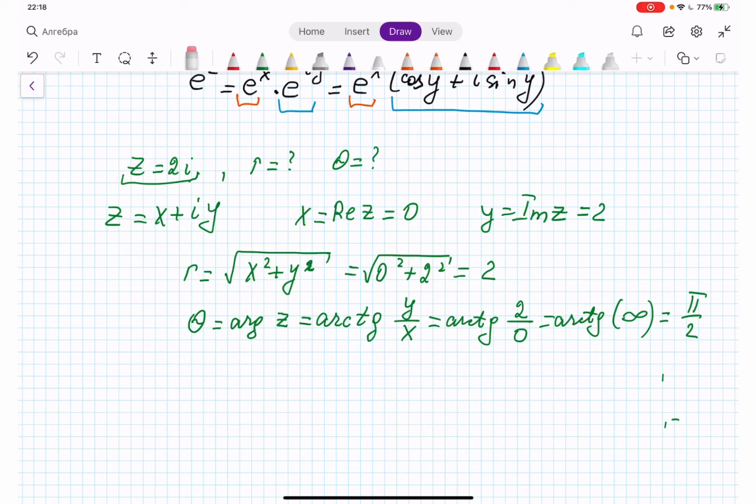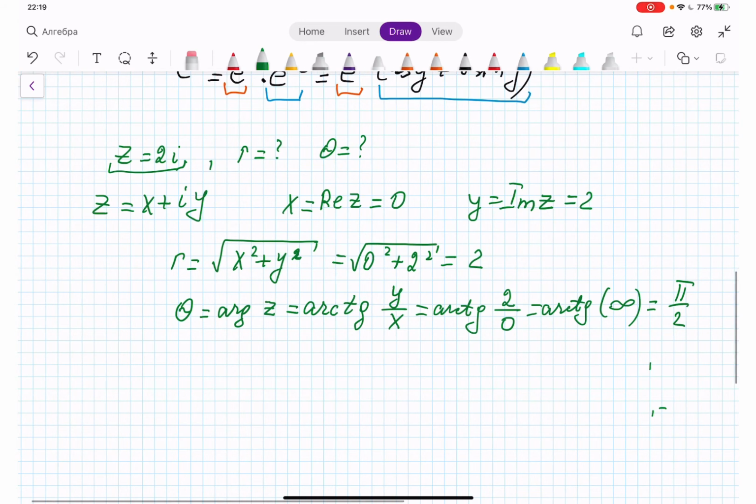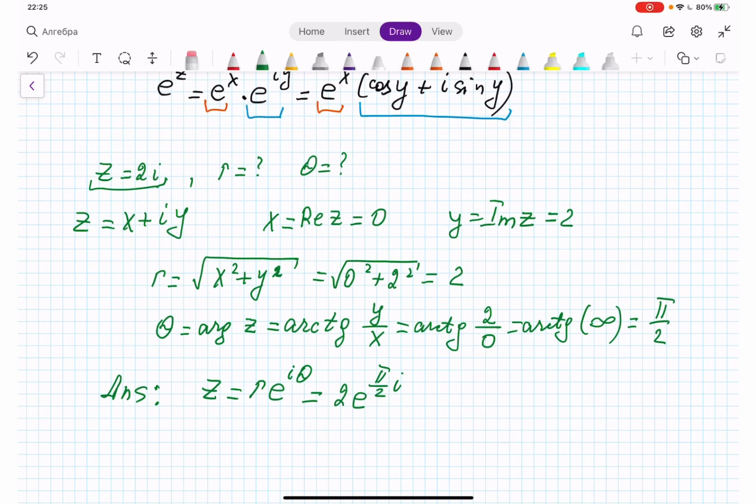So therefore, the exponential form from here, we can write down that z complex number is equal to r e to the power i theta, and that is equal to i e to the power pi over 2 i. Okay? Okie dokie. And this is going to be our answer. Next example.